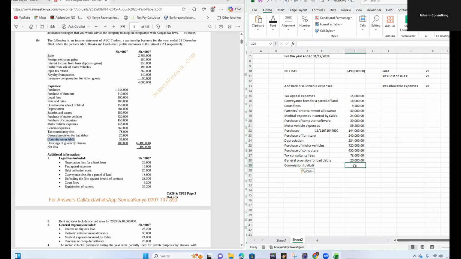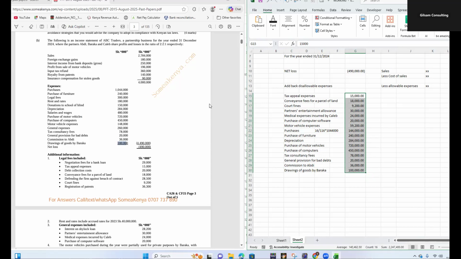Commission to Abdi, we have 36,000. We also have drawings of Barak. That is 100,000. So now we have done with all the disallowable expenses.